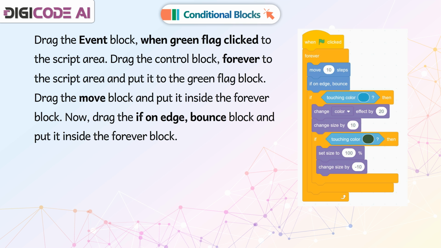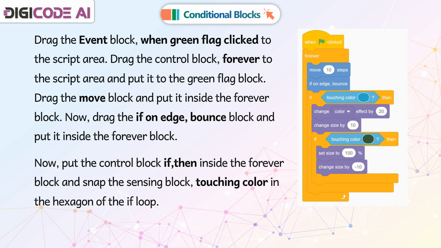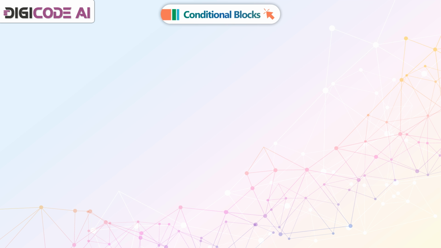Now, drag the if on edge bounce block and put it inside the forever block. Now, put the control block if, then inside the forever block and snap the sensing block, touching color, in the hexagon of the if loop. Now, follow the given script.